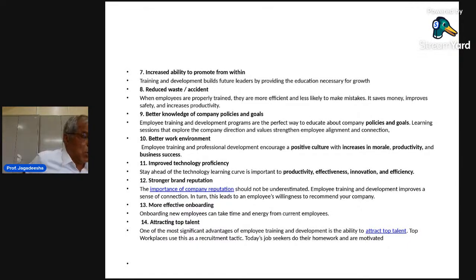The better working environment, yes. The people who have undergone training can see the positive culture. When there is a positive culture, the morale will shoot up, productivity will go up, and business success is unavoidable. This is another important point, right?